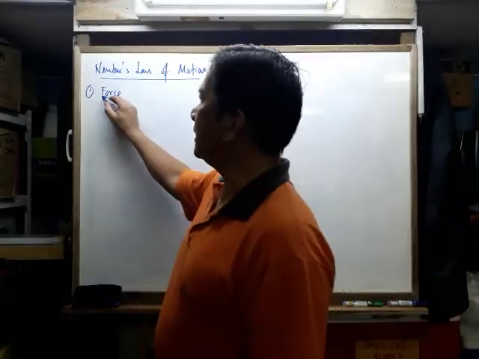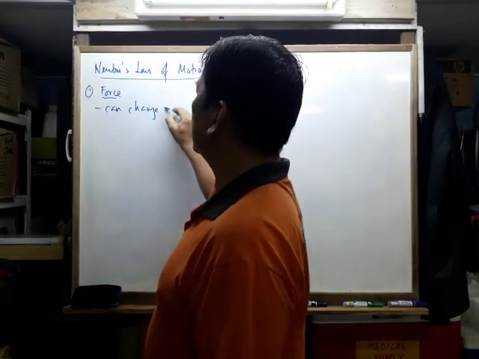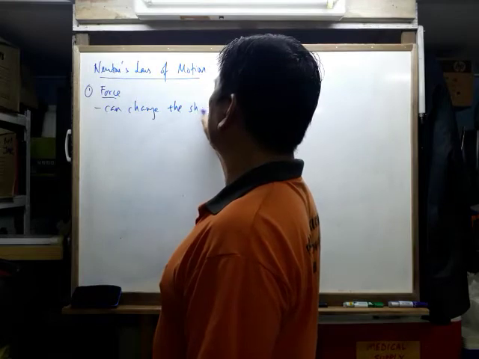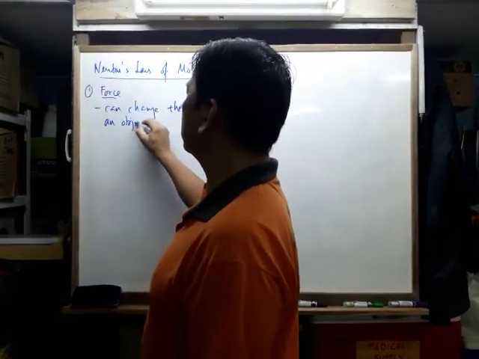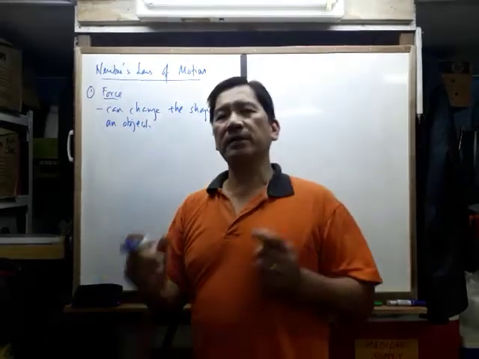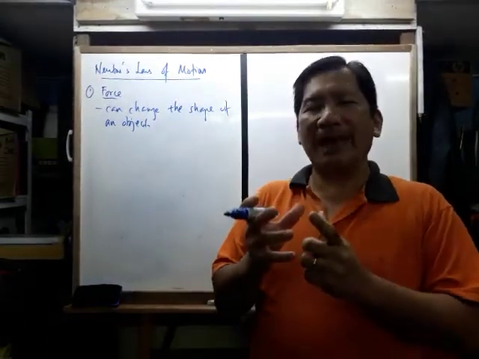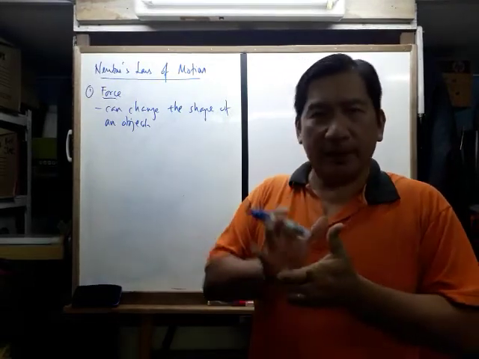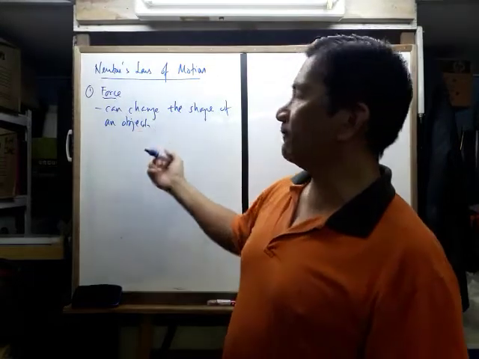Force is something that can change the shape of an object. For example, a piece of plasticine, you can actually change the shape of plasticine by applying force, by pressing, or by pulling, or by twisting. This is what force can do.